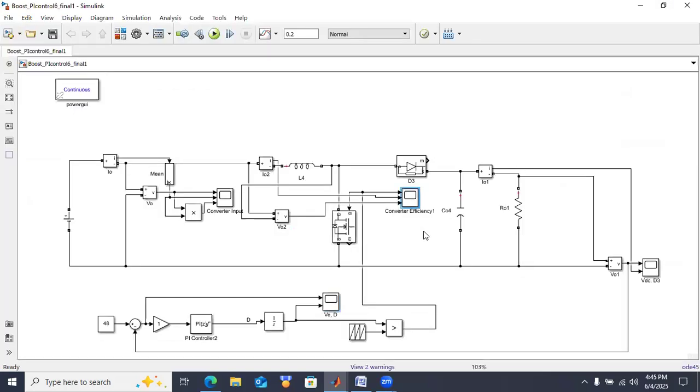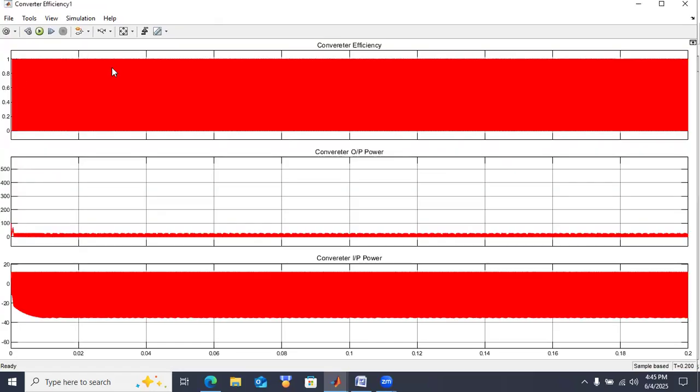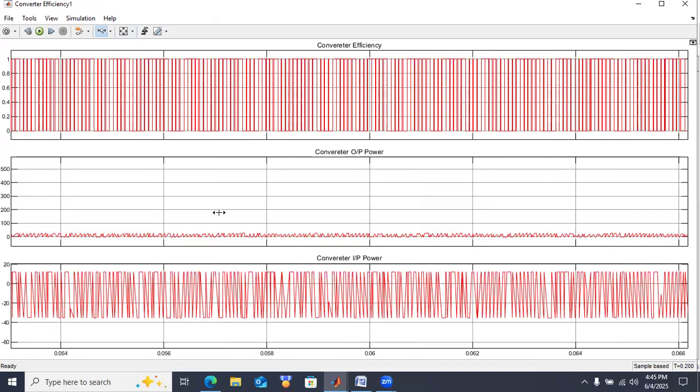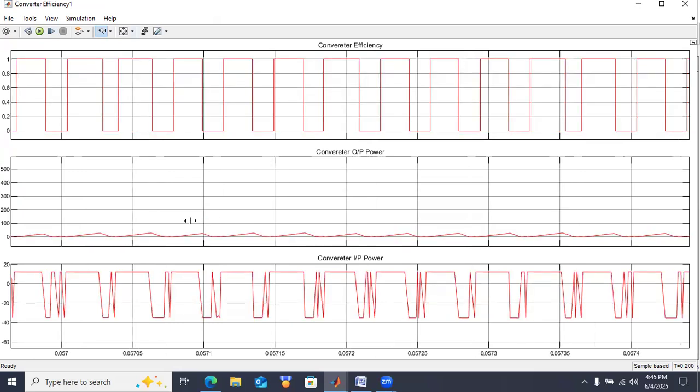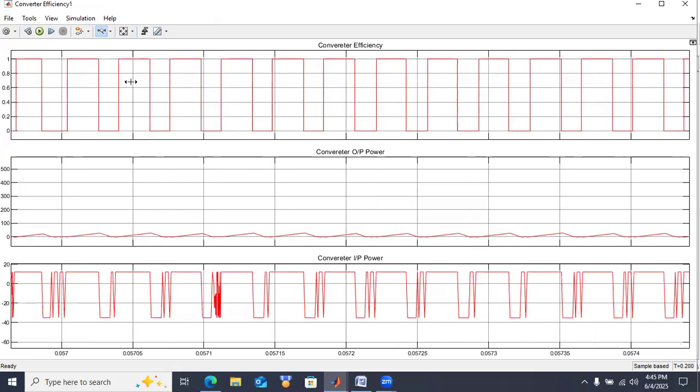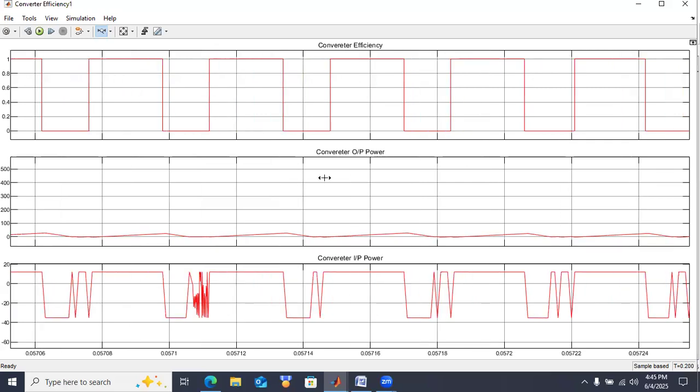And these are the gate pulse, inductor current, and inductor voltage. Here, when the pulse is on, the inductor will be charging, so the inductor current will increase. When the pulse is off, the inductor will be discharging, so the inductor current goes to 0 here. That is, it will be discharging.